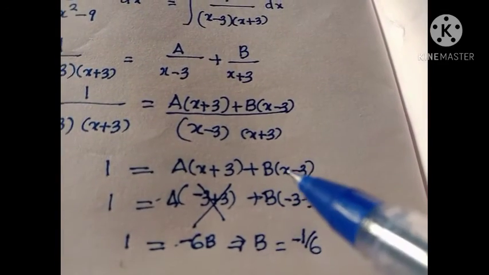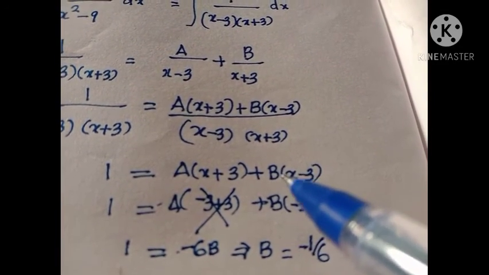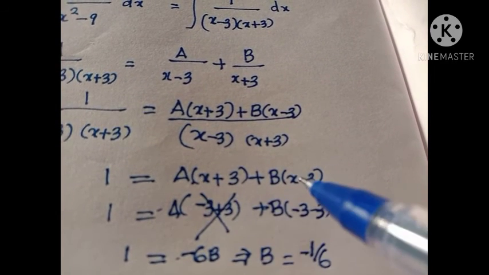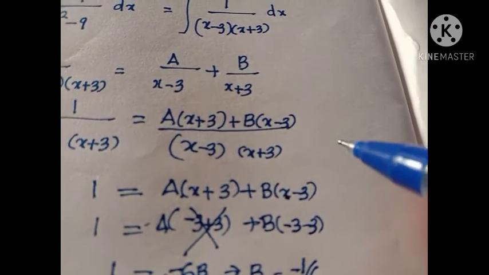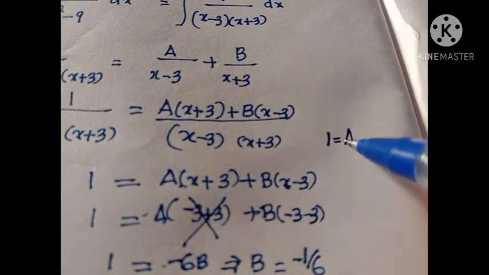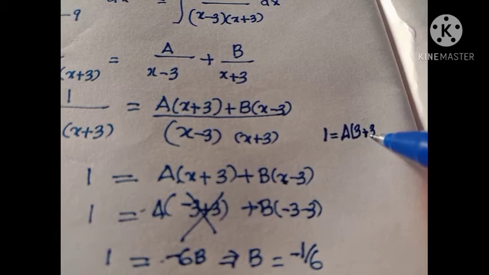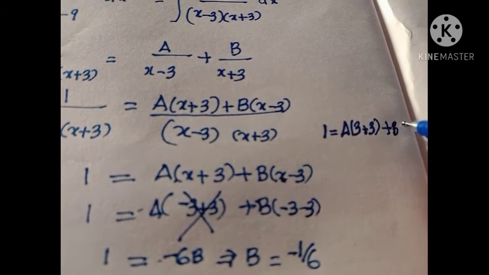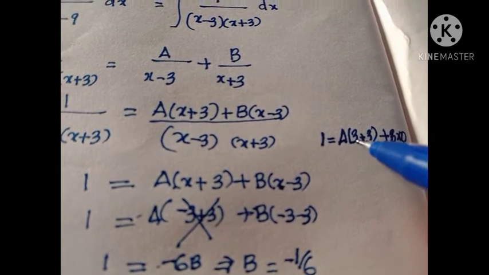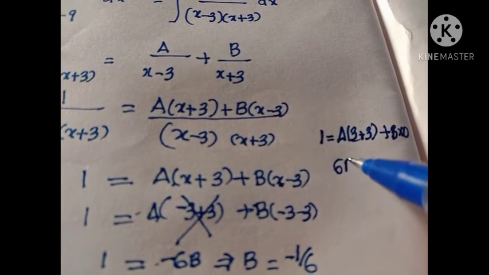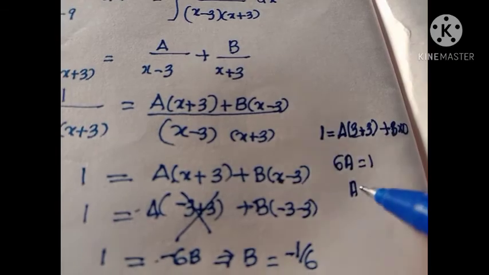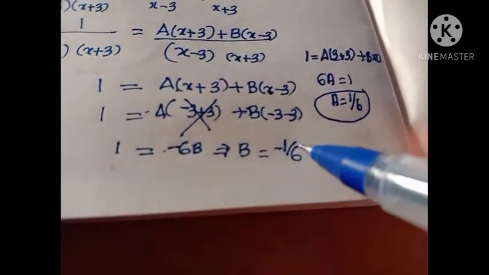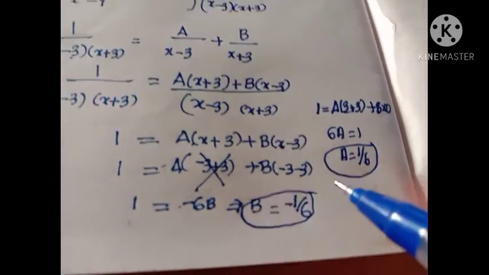Okay. Now we need the A value. So to obtain A, put x equal to 3 here. So what happened? 1 equal to A into 3 plus 3 plus B into 3 minus 3. 3 minus 3 is 0. 3 plus 3 is 6. 6A equal to 1, or A equal to 1 by 6. So A equal to 1 by 6, B equal to minus 1 by 6.